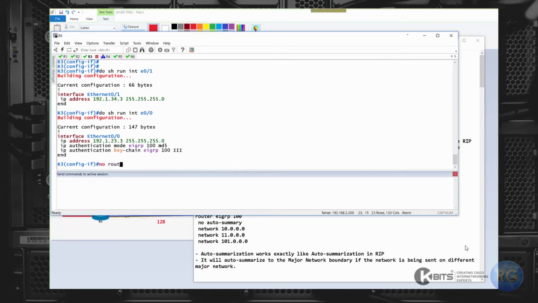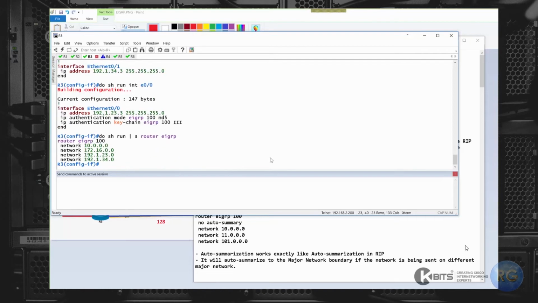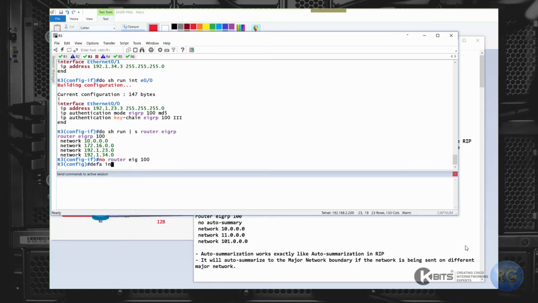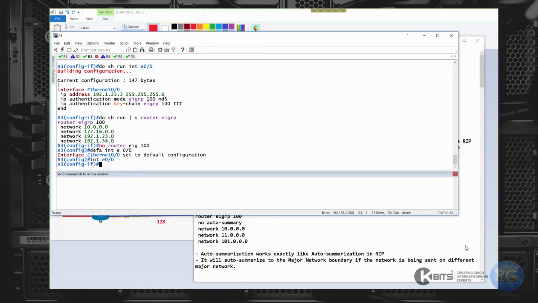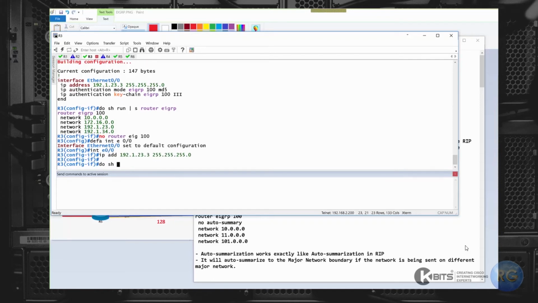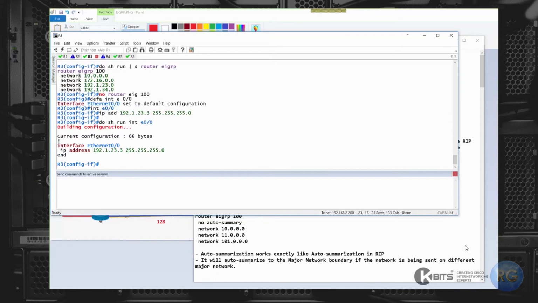Actually, let's just do this first. Show run section router EIGRP, so we know what EIGRP we did over there. We have the authentication. Say no router EIGRP 100, and I'll default interface E0/0. I'll get rid of my authentication and I'll put it back in with just an IP address. All right, show run interface E0/0, just an interface, no EIGRP.